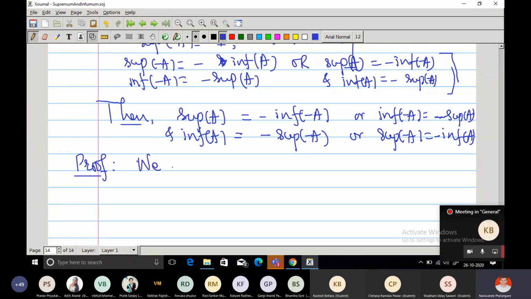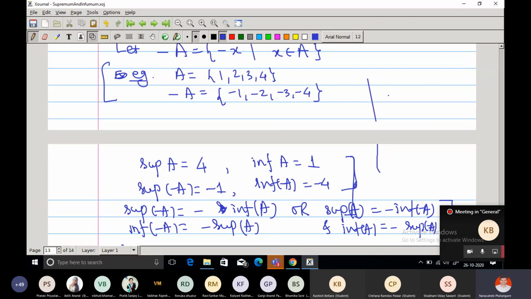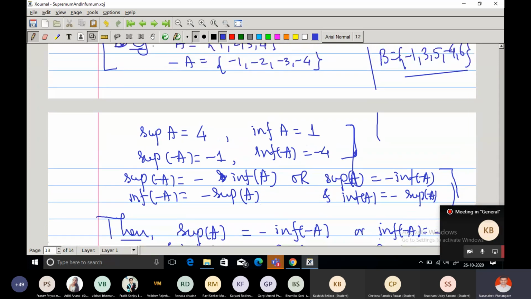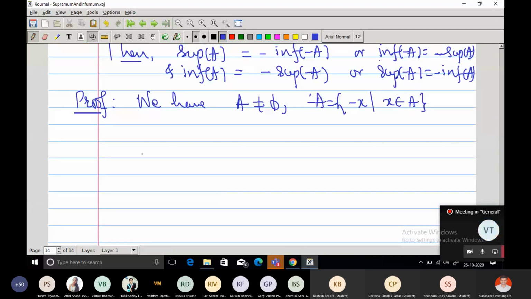So what is our assumption? A is non-empty, and minus A is the set of negatives of x in A. Okay, you can verify this with a different example. You can take the set B as -1, 3, 5, -4, 6, and verify with this also. The same conclusion is true in this case. And think about the interval also, 0 to 1, and look at its negative. Therefore, it is true in general, so we want to verify this.